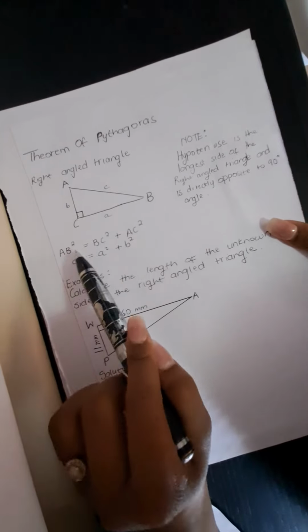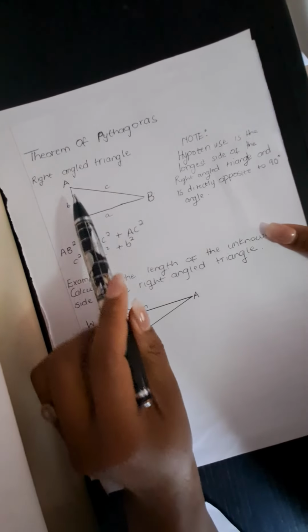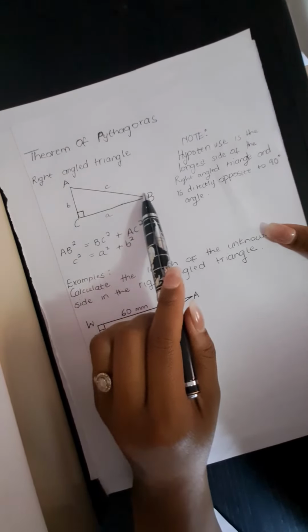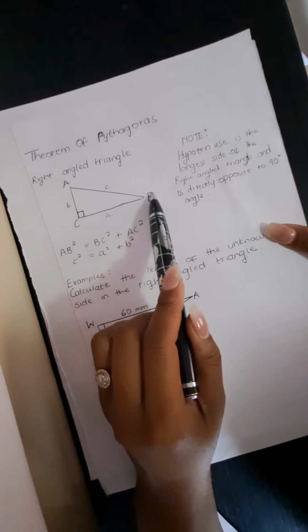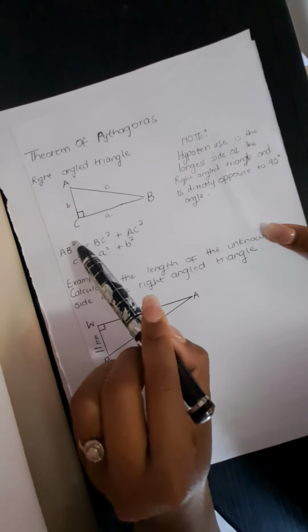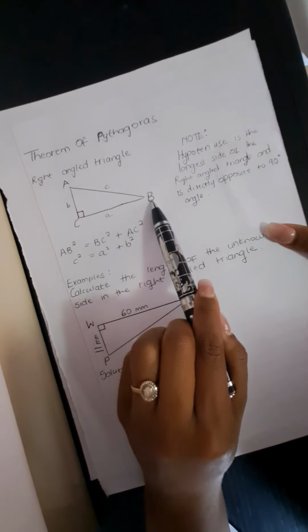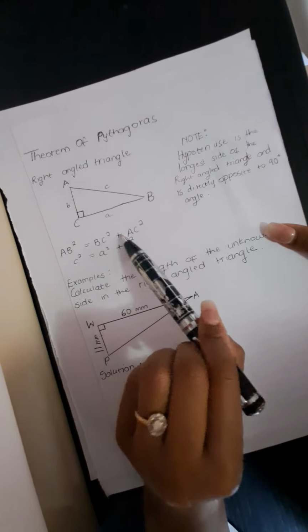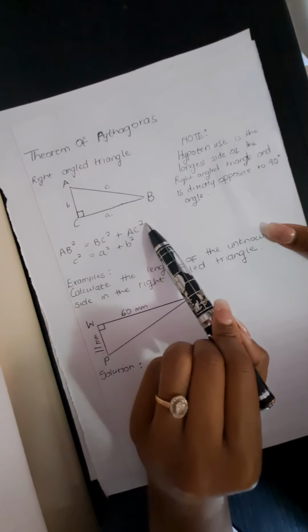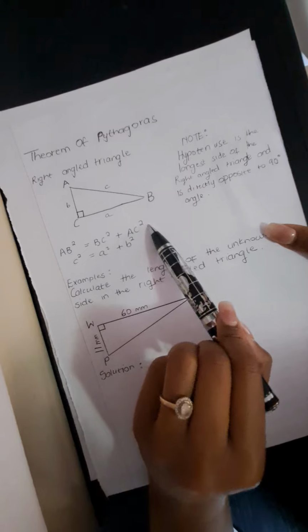All right, and then this is our formula. You always start with your hypotenuse. So our hypotenuse is AB. AB squared is equal to BC squared plus AC squared. That's the formula for the Theorem of Pythagoras.